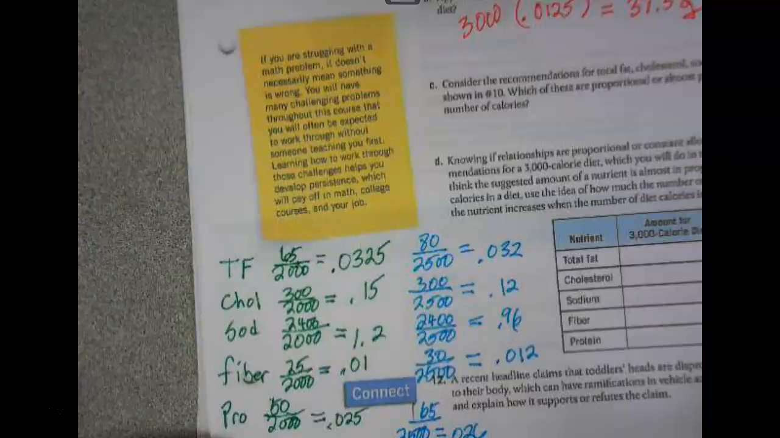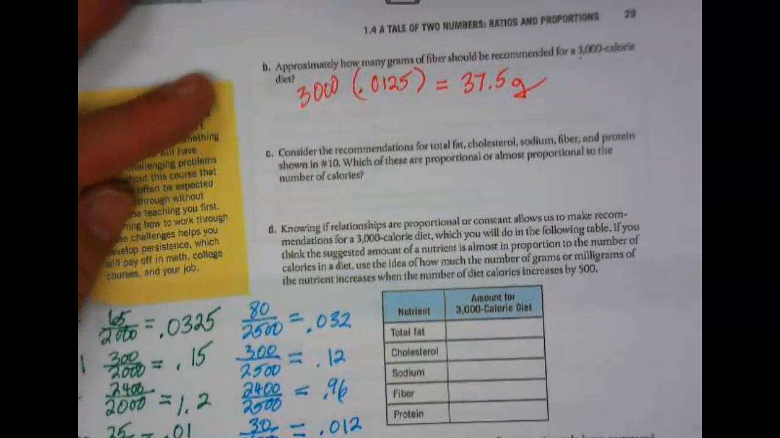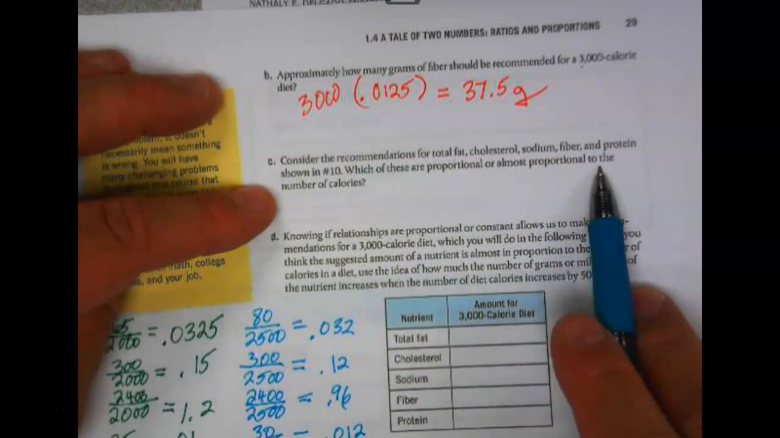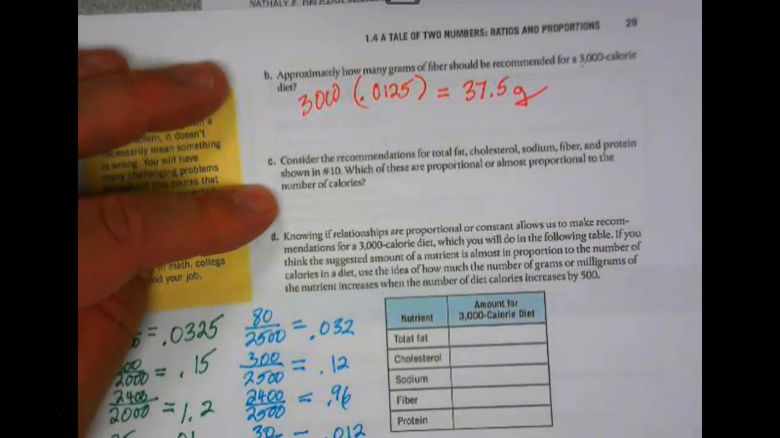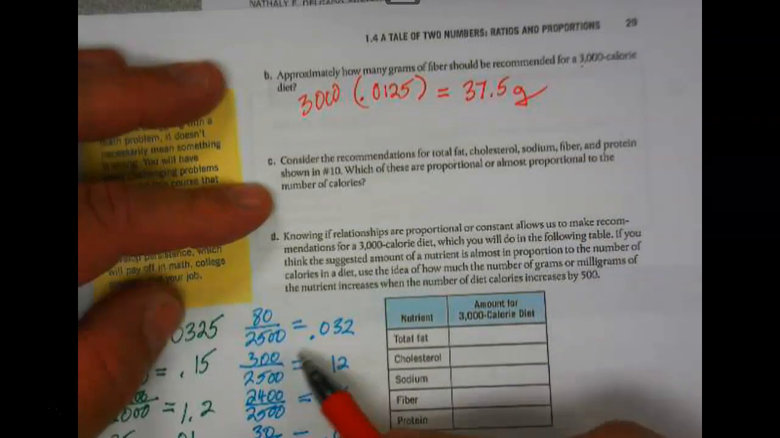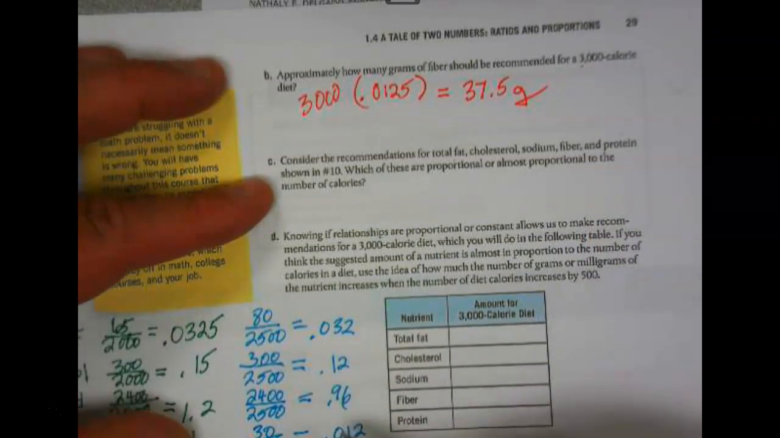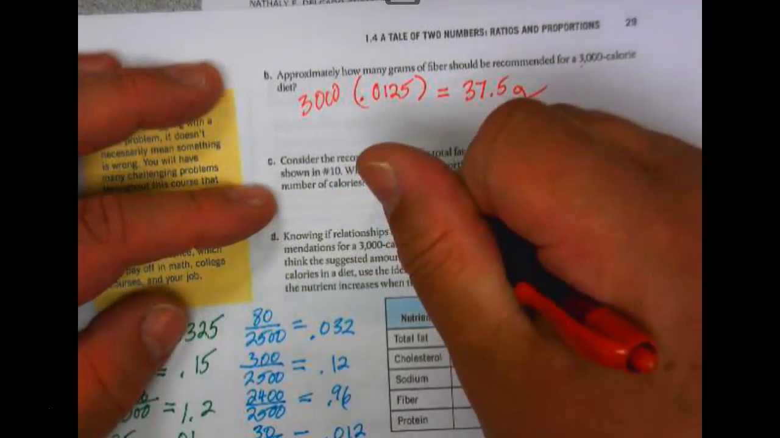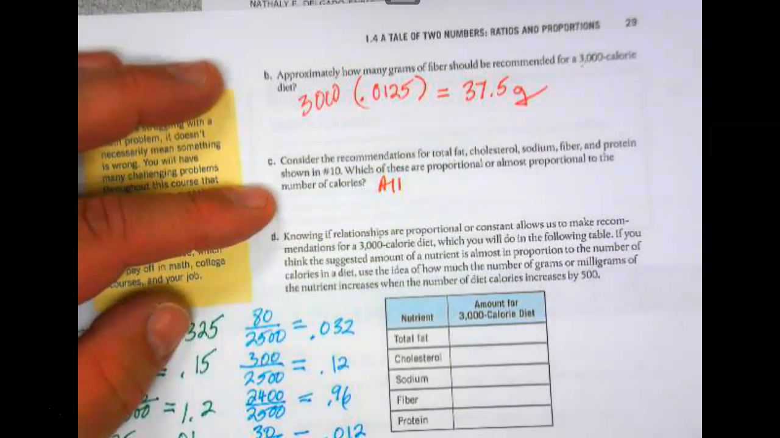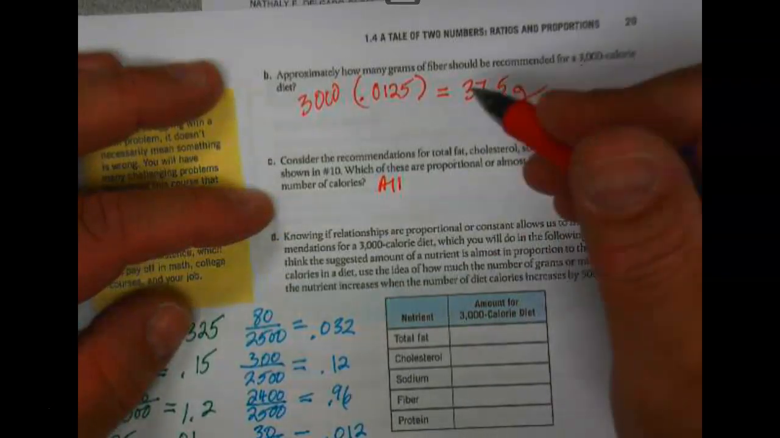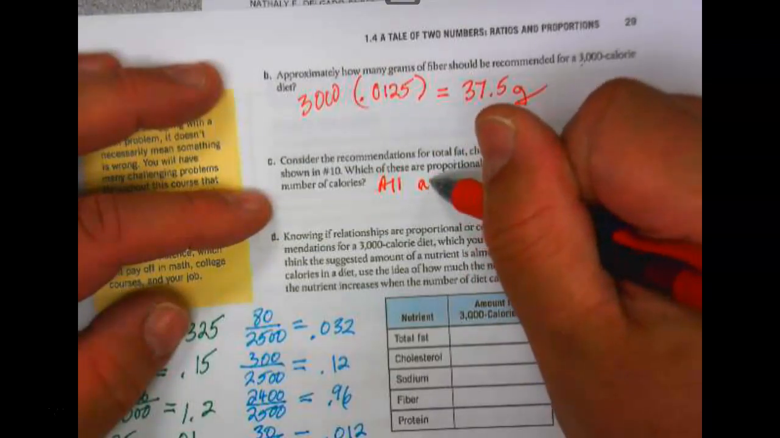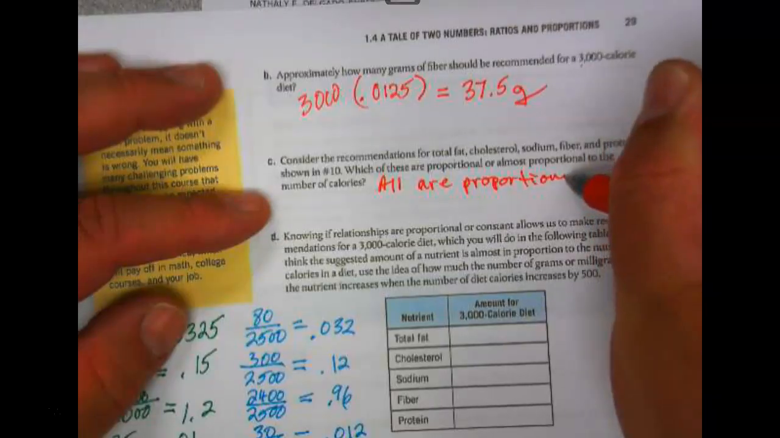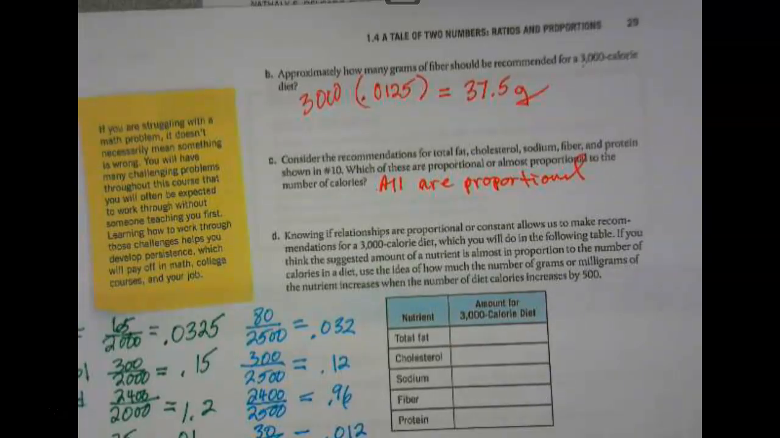Okay. Go back to the question. Which of these are proportional or almost proportional to the number of calories? Well, they're all pretty close. They're all proportional. A couple of them are exact. So, all the proportions. All are proportional. And that's C.